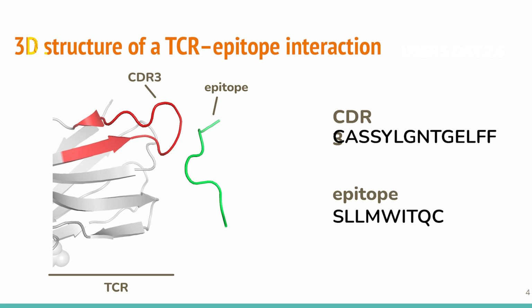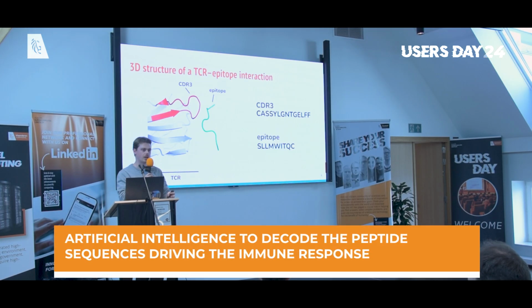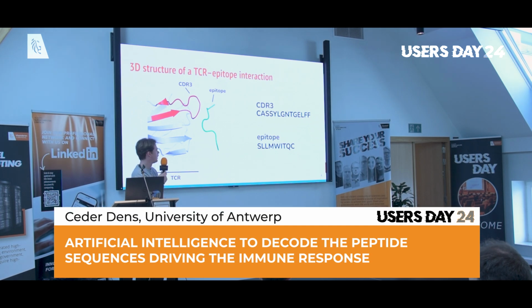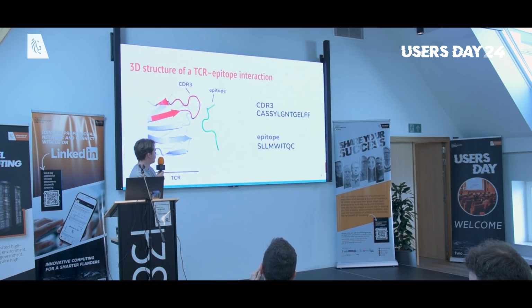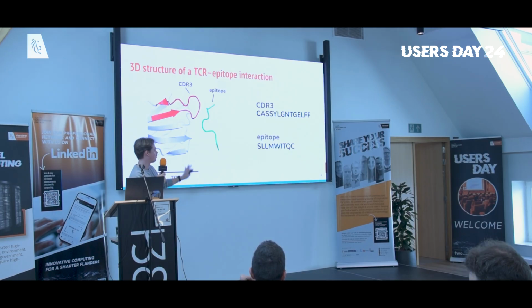Because both of these are protein or peptide sequences, we can also represent them by their amino acid sequence, and each amino acid can be represented by a single letter. So to make it a bit easier for us computer scientists to work with, we just represent the CDR3s as a sequence of letters and the epitope as a sequence of letters.